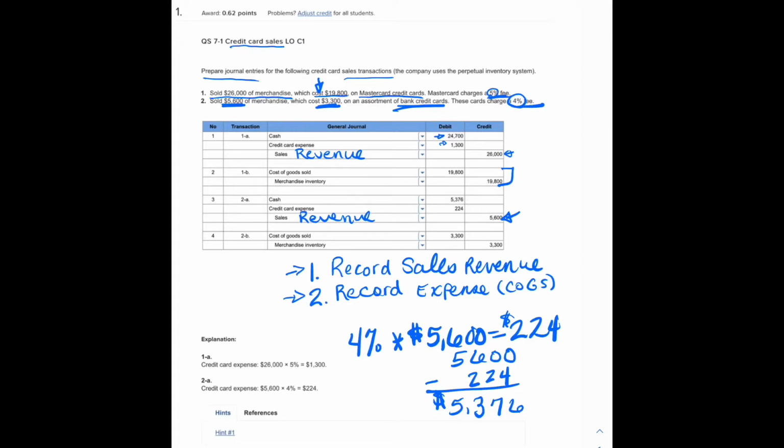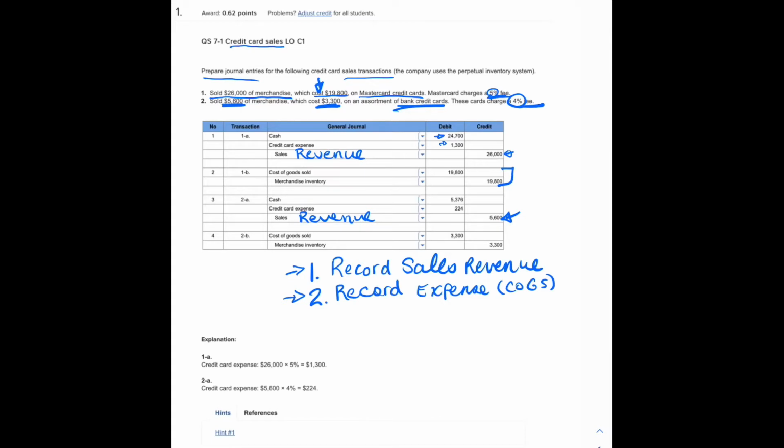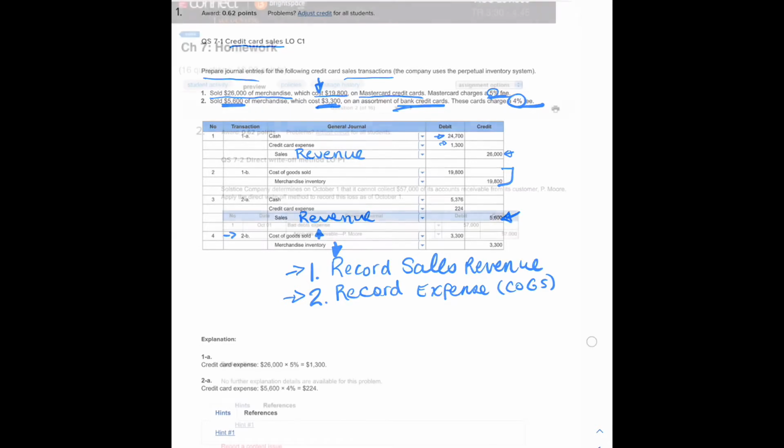Now, for the next piece here, what we're going to look at is how the cost is handled. And you'll see it's the exact same way we did it in the last question. So we debit cost of goods sold, and we credit that merchandise inventory account. So we see cost of goods sold going up because it's an expense, and expenses increase with the debit. And we see merchandise inventory coming down because merchandise inventory is an asset, and an asset being credited reduces the balance in that account.